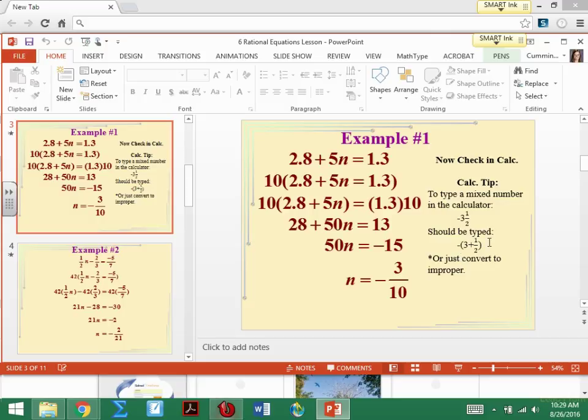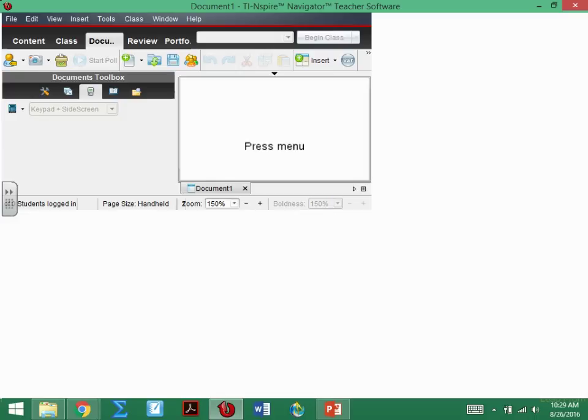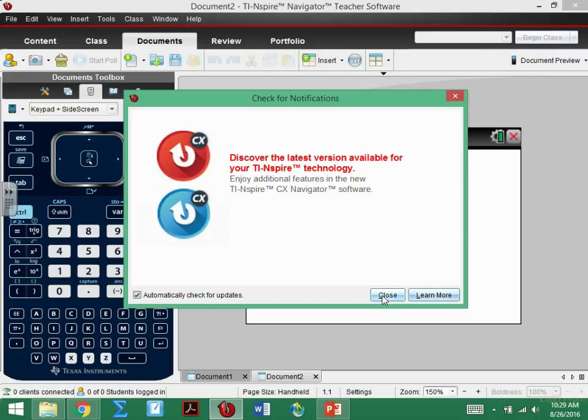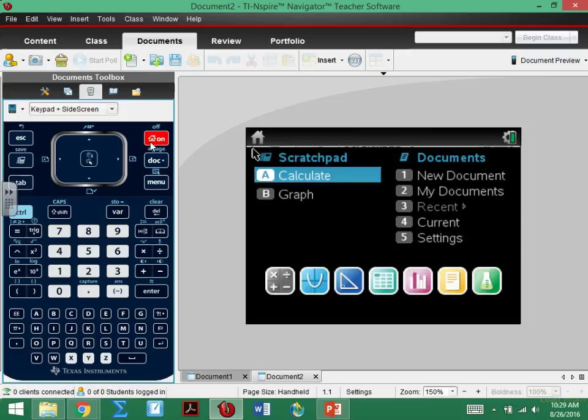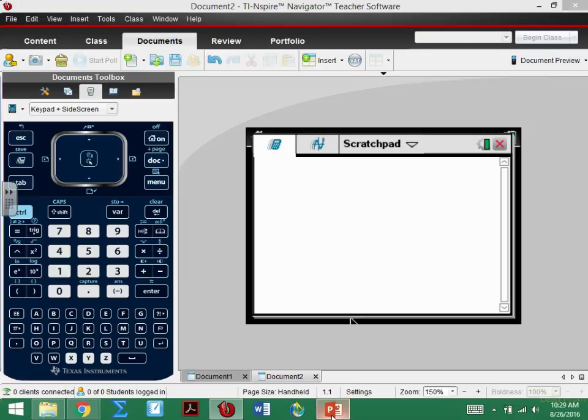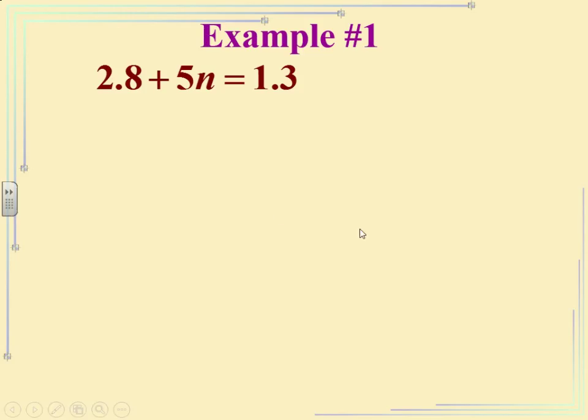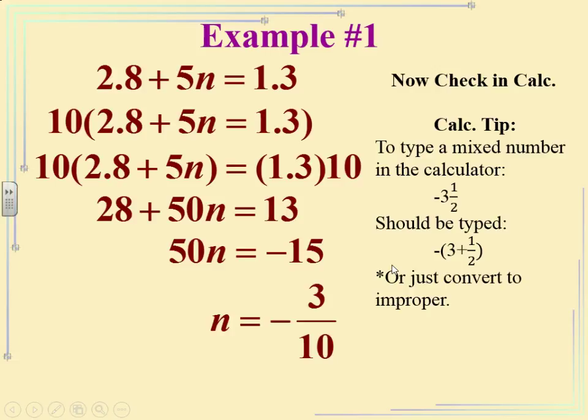When you get your value for n, or any variable you're solving for, it is often helpful to then go in your calculator and check that that's the actual value. So I'm going to walk you through a couple tips about your calculator. Whenever you're on your calculator at your home screen, you can go to the scratch pad to calculate something. So when we have n is negative 3/10, we can write that fraction in our calculator. I'll show you that in just a moment.